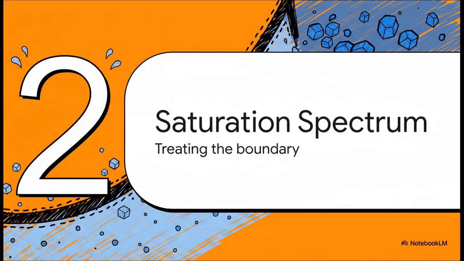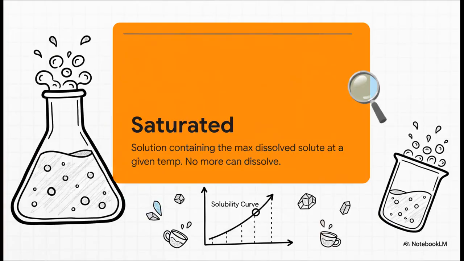Part 2. The saturation spectrum. Let's look at treating the boundary. So, if a solution's exact state places it perfectly on the curve, it is completely saturated. This means the solution contains the absolute maximum amount of dissolved solute physically possible at that specific temperature. The liquid is totally 100% full. Not a single extra gram can dissolve unless you somehow change the temperature.